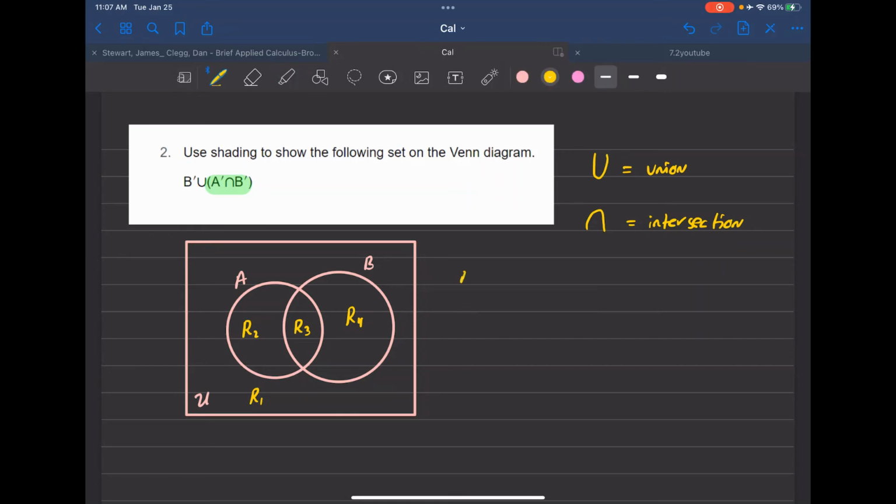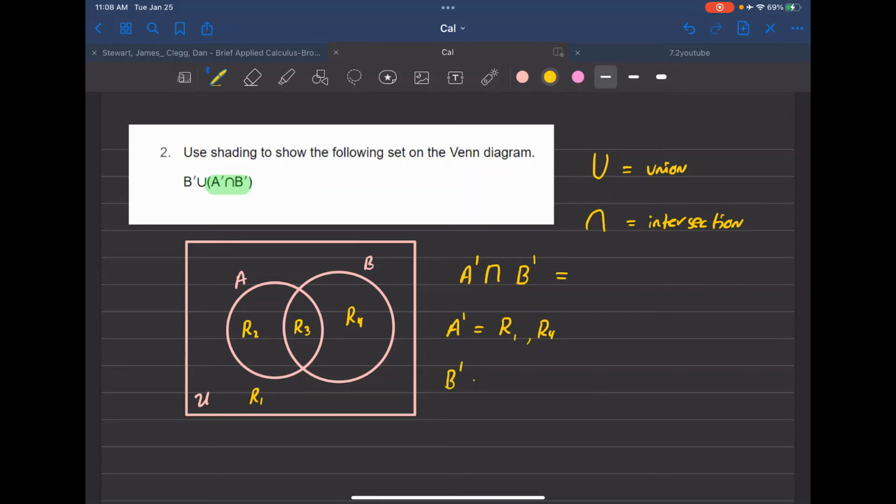So let's find out what A complement intersect with B complement is. A complement has to be everything outside of A, so it cannot be this. We know it's not that, so it has to be R1 and R4. So A complement is going to be the region R1 and R4.